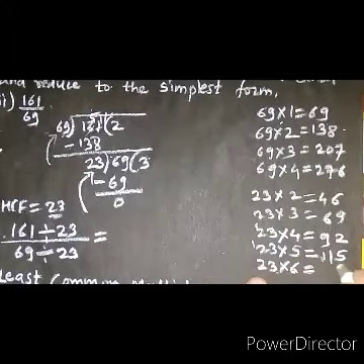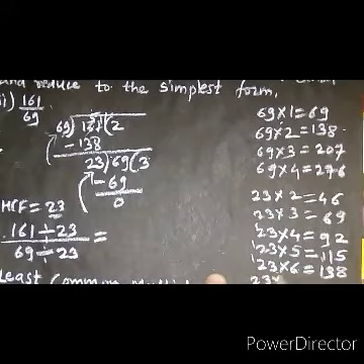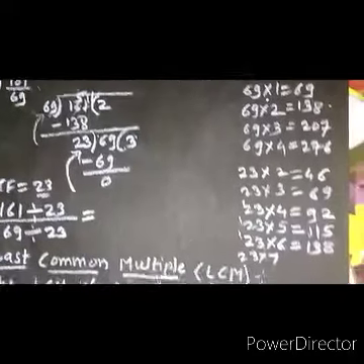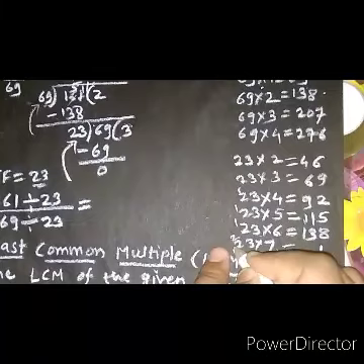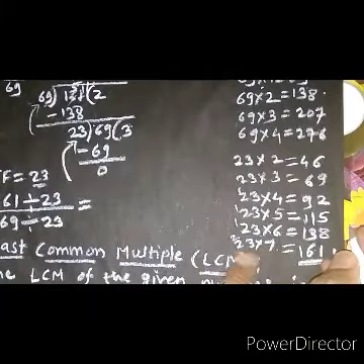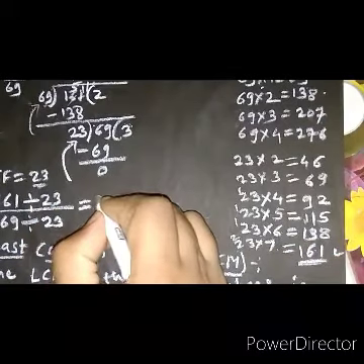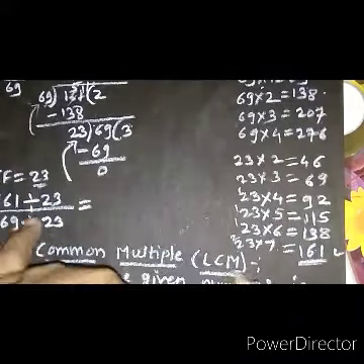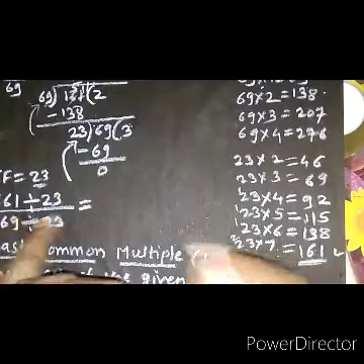23 6s are: 6 3s are 18, 1 carry, 6 2s are 12 plus 1 is 13, so 138. 23 7s are: 7 3s are 21, 2 carry, 7 2s are 14 plus 2 is 16, so 161. So 161 divided by 23, we got 7.